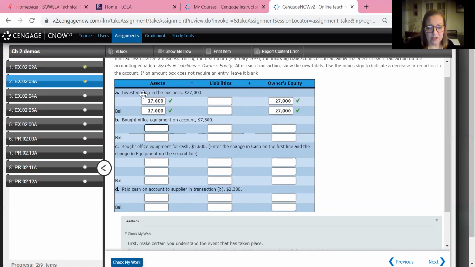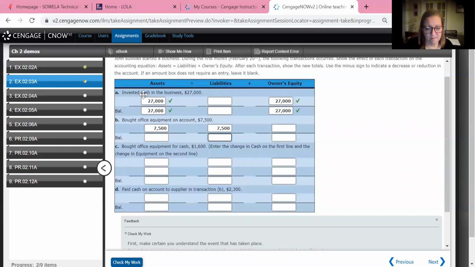Then the second thing that happened, we bought office equipment on account $7,500. Since we bought office equipment, we increased assets. Notice it did not say we paid for them. It said we bought them on account. That means we increased our liability. We still owe for them. So we have a liability that we owe the vendor, $7,500, and equity did not change.